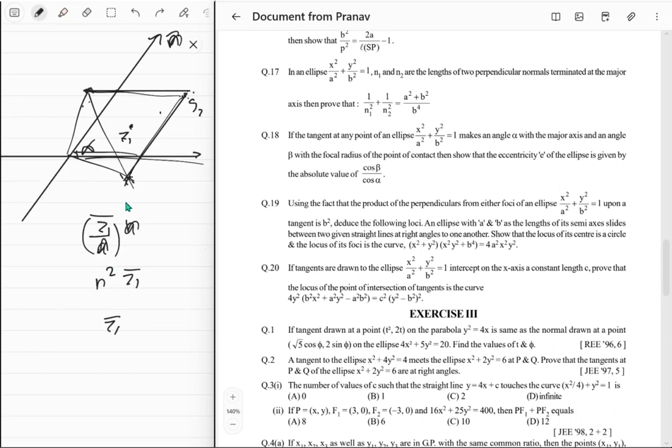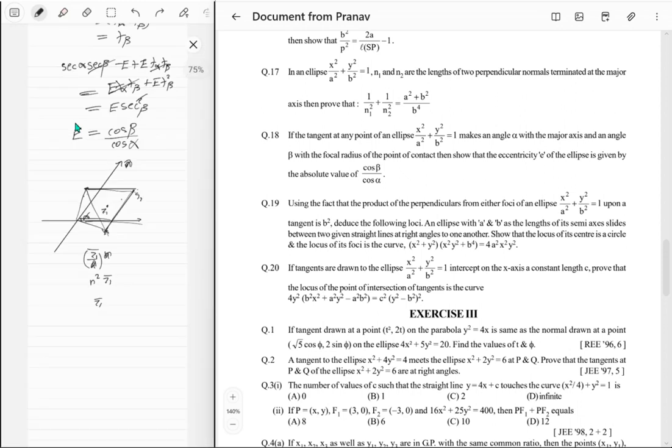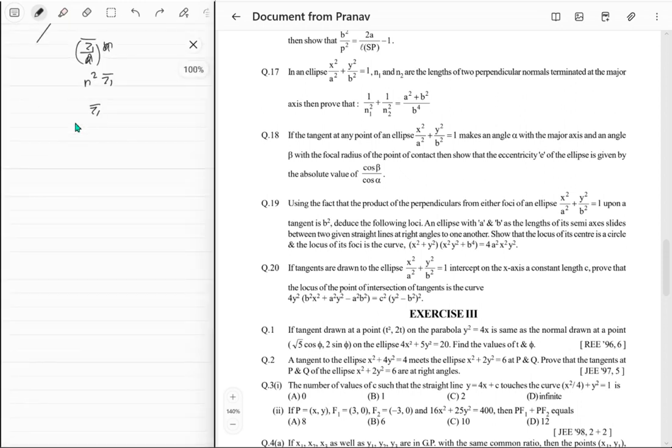So fine, let's do the question as it is, that is with perpendicular axes. Okay, let's read the question once again. An ellipse with axes A and B, of fixed length, slides between two perpendicular straight lines. We just know its center is going to lie on that. So the locus of its center is a circle. We just showed it. And the locus of its foci is this curve.